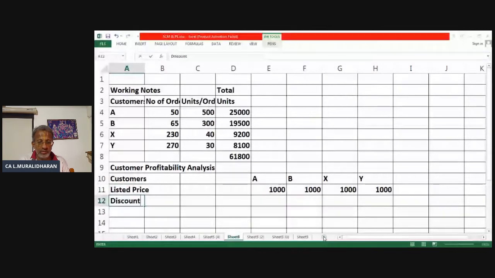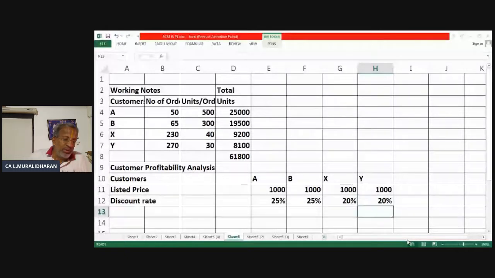Discount. So when the order is 200 and above, discount rate, in this case 25%, because the quantity that they have ordered is 500 per order. They mentioned it very clearly that 25% when the number of units ordered is 200 and above, and 200 or less, 20%. In this case, 20%, and here also 20%, because the quantity that they order each time is only 40 and 30.